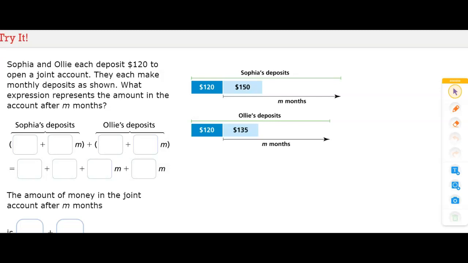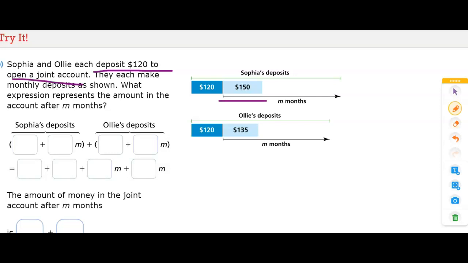Sophia and Ollie each deposit $120 to open a joint account. They each make monthly deposits as shown. What expression represents the amount in the account after M months? Sophia and Ollie both deposit $120 to open the account. And then they each make monthly deposits.